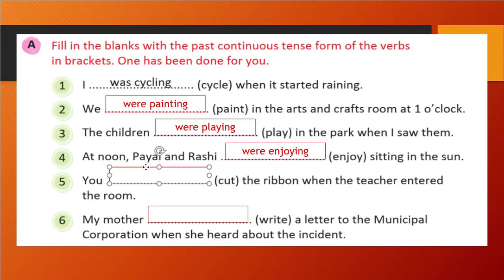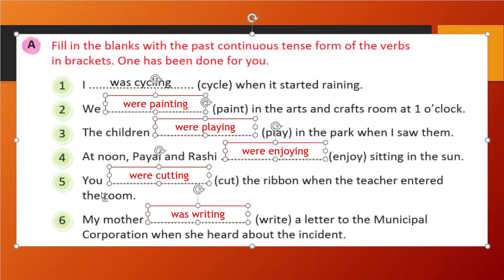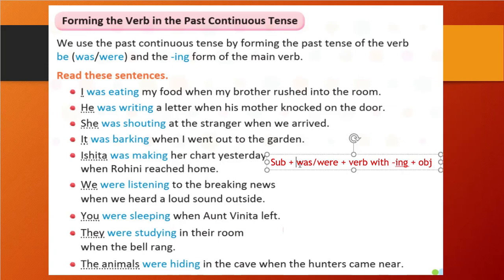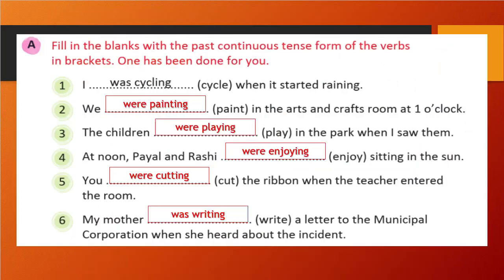Whenever you is there, we will use were only. So you were cutting. Cut becomes cutting. You were cutting the ribbon when the teacher entered the room. And my mother is singular, so my mother was writing. With ing, write will become writing a letter to the municipal corporation when she heard about the incident. You can see it is very easy. This form is was or were plus verb with ing. That will show the past continuous tense. Correct? So this exercise was very easy.